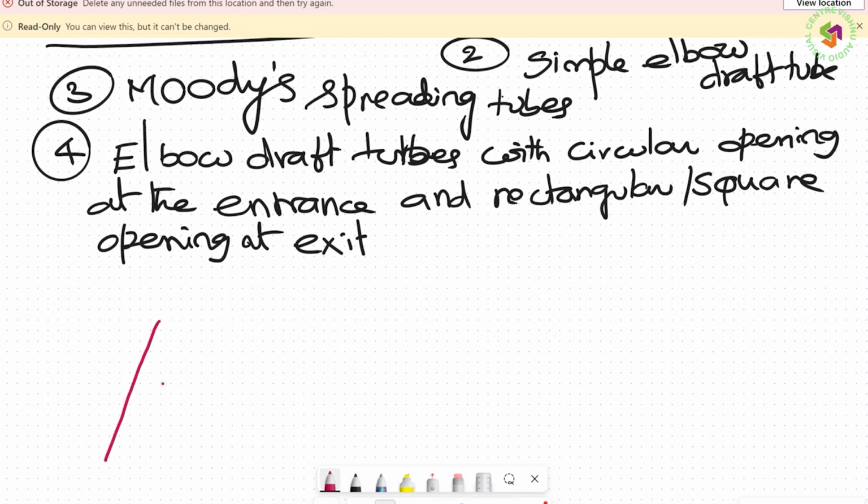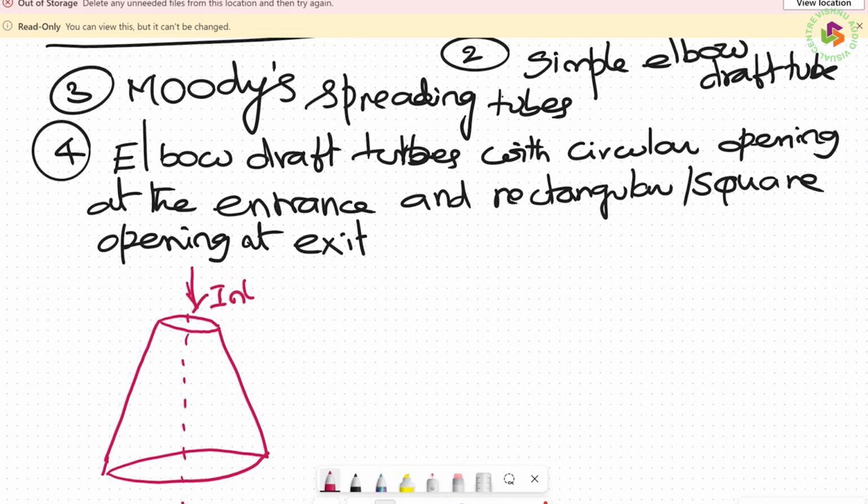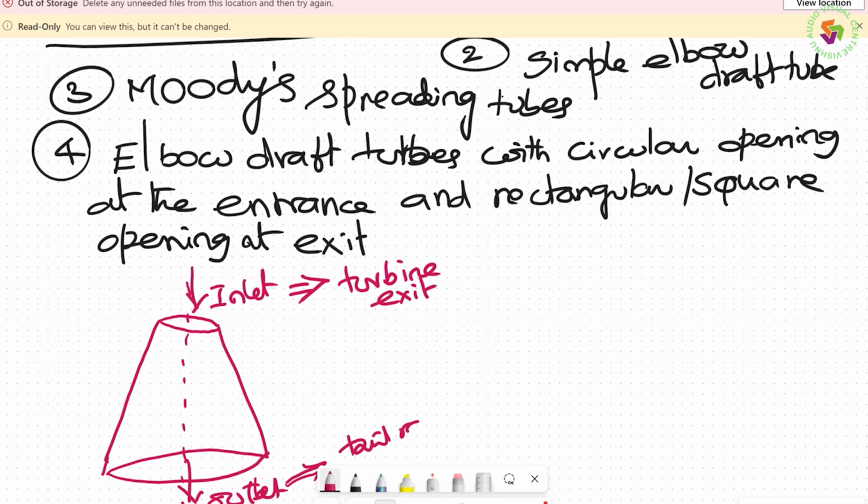So this is one simple conical. So this is axis, right? This is the inlet to the draft tube, outlet. Inlet is connected to turbine exit. Outlet is connected to tail race. So this is first one. This is what we call it as number one.